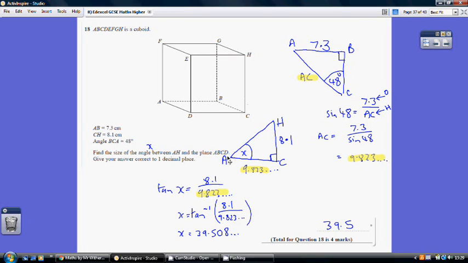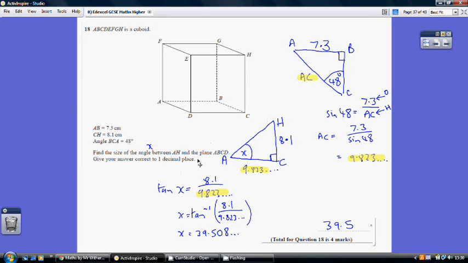So I would suggest you just get a little two-dimensional representation of this straight away. So we're trying to find the angle here, the angle between H and A and C. That is our ultimate goal. And what do we know so far? We know the length CH is 8.1. Now, in order to be able to find out this angle, I'm going to need to either work out AH or I need to work out AC.